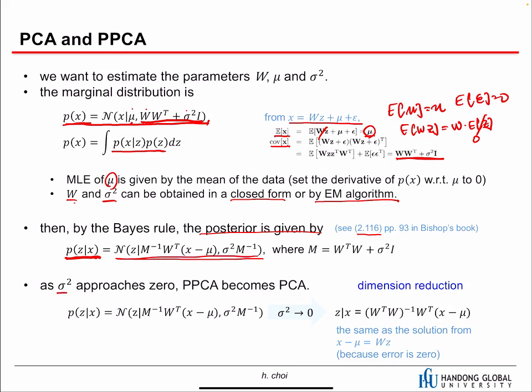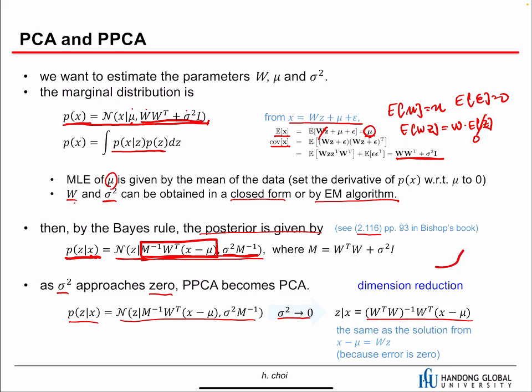Let's assume that we already have this one. Then as sigma square approaches 0, the probability of z given x has a mean and the covariance. When sigma square is 0, it means given x, z will be this one, right? This one is a Gaussian distribution. When sigma square approaches 0, the z given x will be the mean.